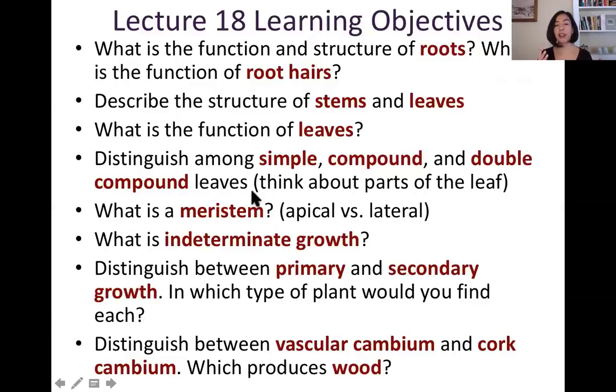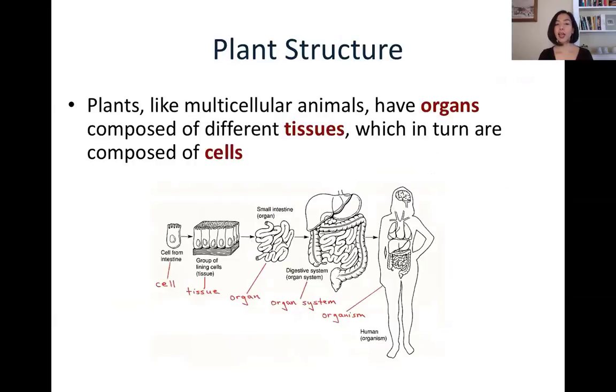Today, we're going to learn about the different organs that plants have and the type of growth that they can have, such as primary growth and secondary growth. For that, I would like to make this comparison. So in humans, we have cells. Let's look at this figure. We have a cell from the intestine, and this is particularly an epithelial cell. And then when we have a group of the same type of cells, we form tissues. And in this case, we have the epithelial tissue.